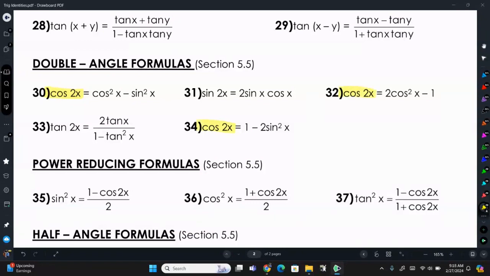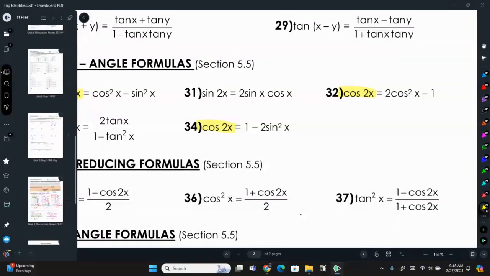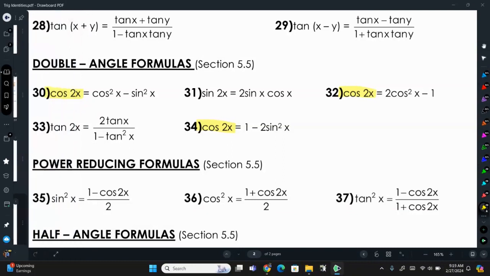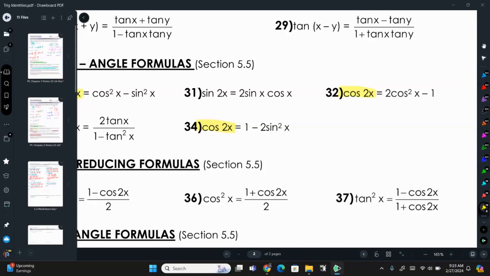for it. And you would say, well, how do I know which one to use? It's situational. You could use any of them at any point, but one might be way more efficient than the other. If we want to just have sine in our answer, we want to use 34. If we wanted just cosines in our answer, we want to use 32. We might want to use 30 if we have another trig function that we can cancel out with either the cosine squared x or sine squared x. So it's going to be situational on which one to use. But for sine and tangent, we just have the 1.